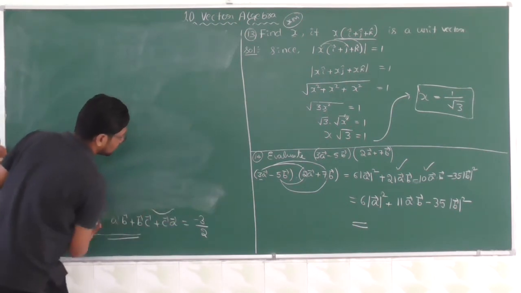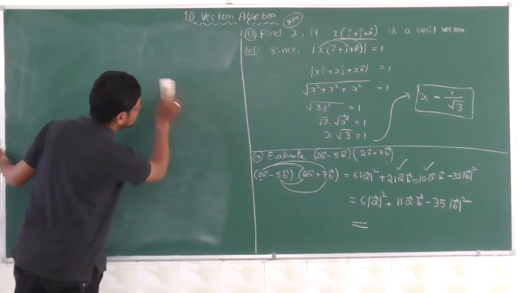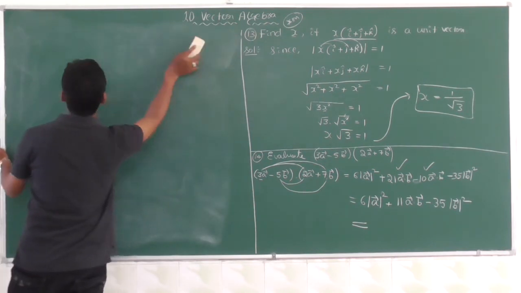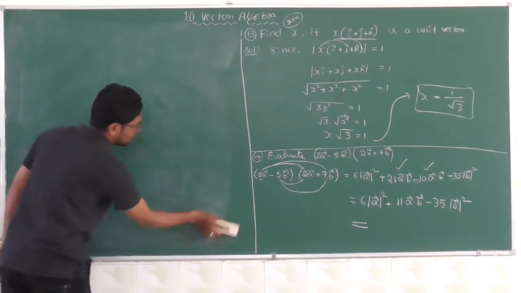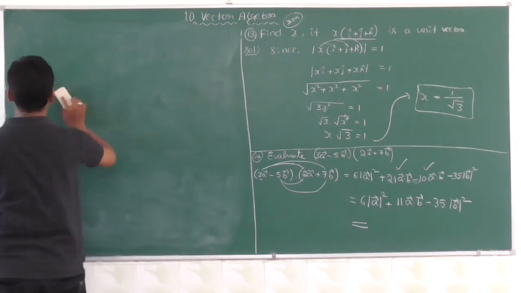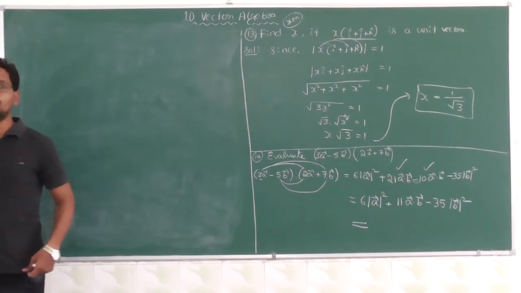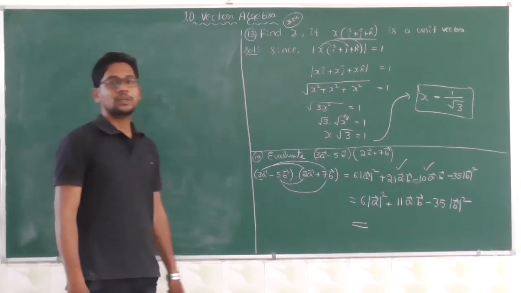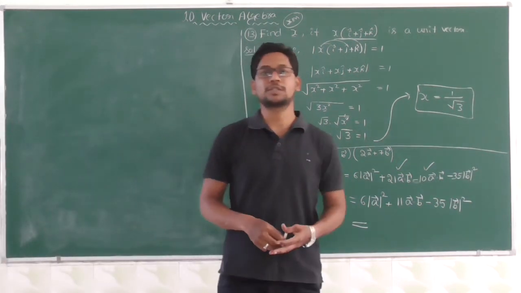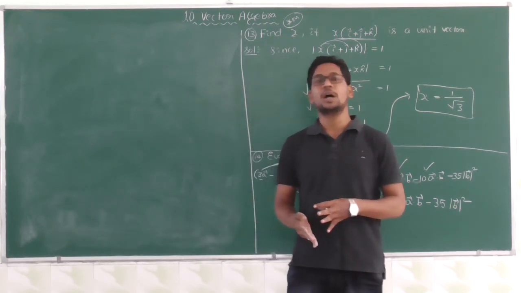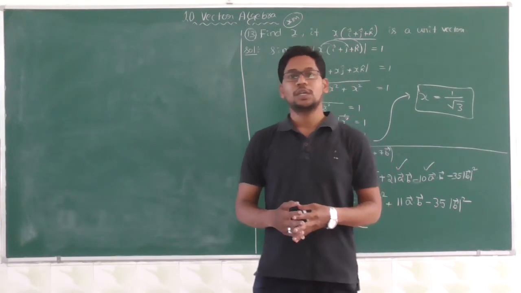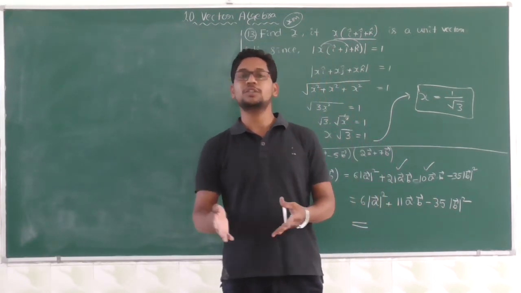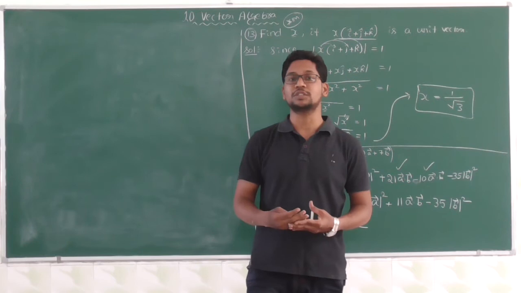Remember, in our previous classes we have already discussed that if two vectors are perpendicular, then what is the condition? You can see the note points that I gave you in our previous class. If a vector and b vector are said to be perpendicular, then what is the condition?